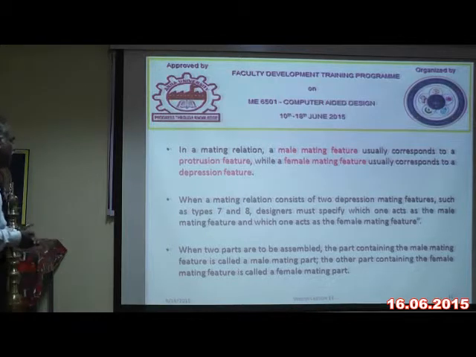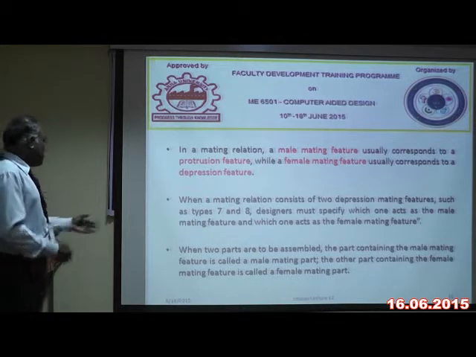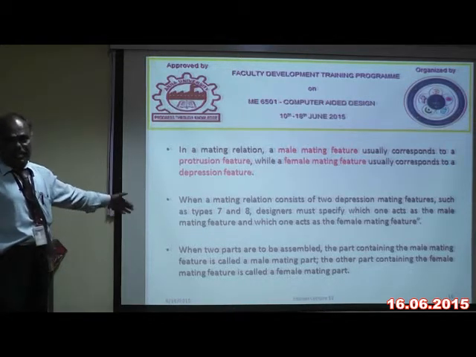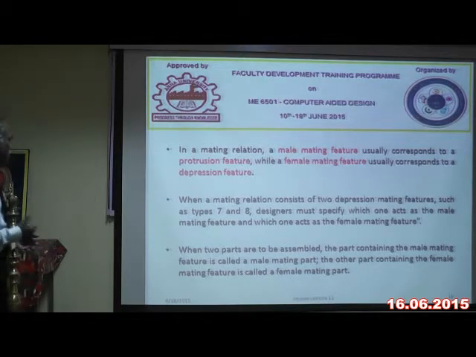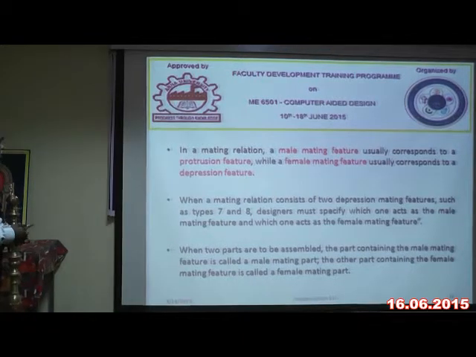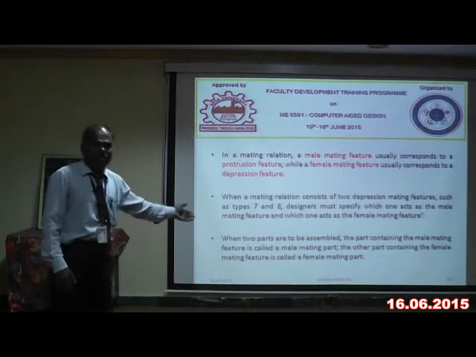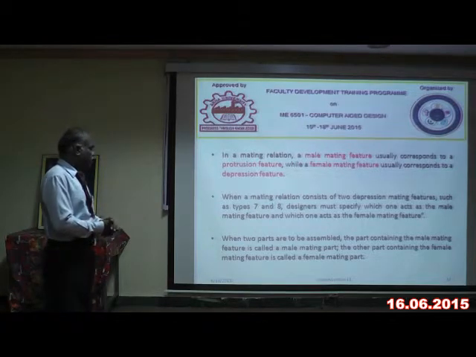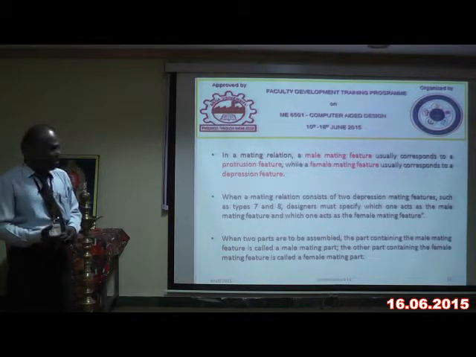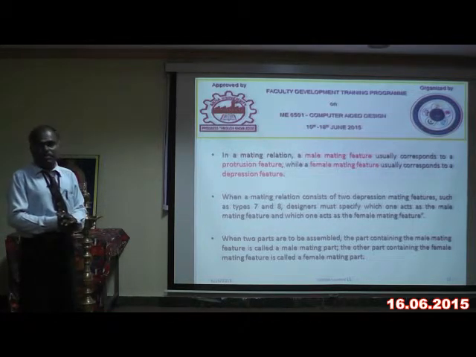And then, when the mating relation consists of 2 depression mating features, the designer must specify which acts as the male mating feature and which acts as the female mating feature. This must be specified during the assembly. When 2 parts are to be assembled, the part containing the male mating features is called the male mating part, and the other part containing the female mating features is called the female mating part.